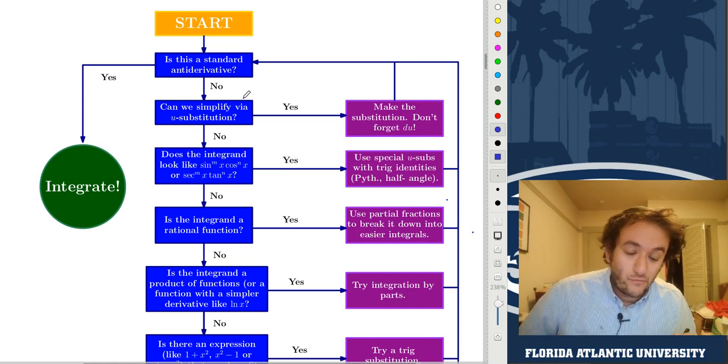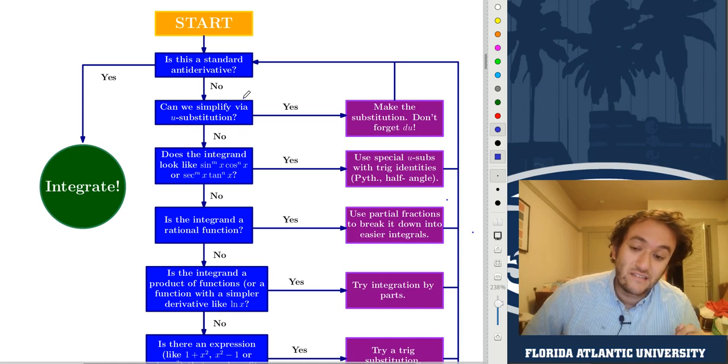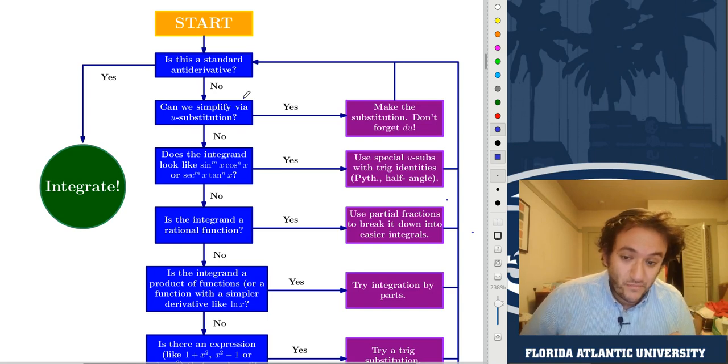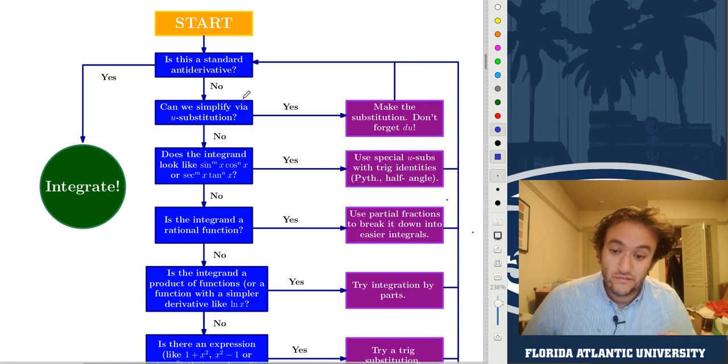But if we can't simplify it via u substitution, the next thing we check is, does this have the form sine to the m of x, cosine to the n of x, or secant to the m of x, tan to the n of x, where we can use a trig identity to simplify it to the point where we can do a u substitution? But if it's not in that special form, we'll check, is the integrand a rational function? If that's the case, we'll use partial fractions to break it down into easier integrals.